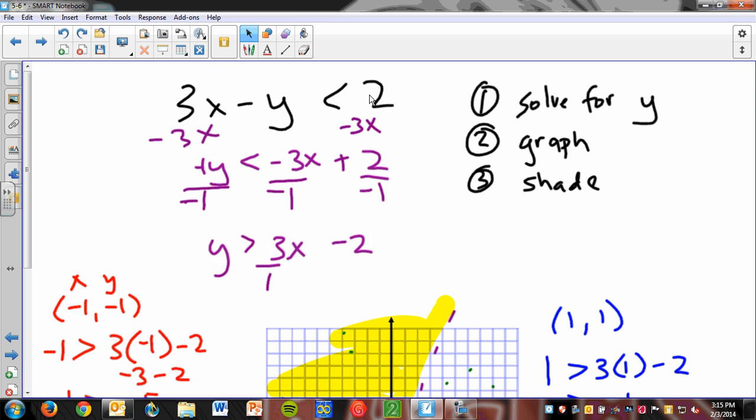3x minus y is less than 2. Step 1, solve for y. Step 2, graph. Step 3, shade. Add or subtract what's not connected. Multiply or divide by what is. Sorry, that is a negative 1y right here. So divided by negative 1, because this is a negative y. So it becomes negative 1y.